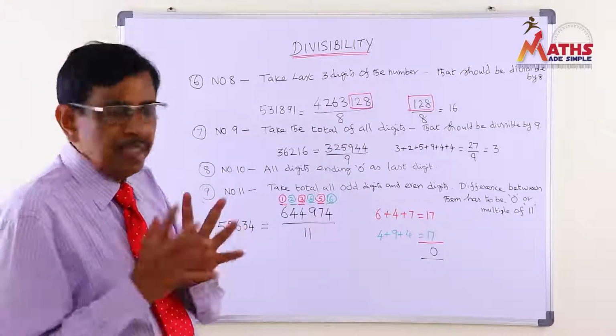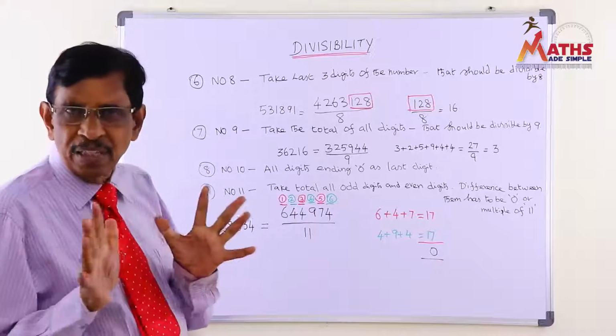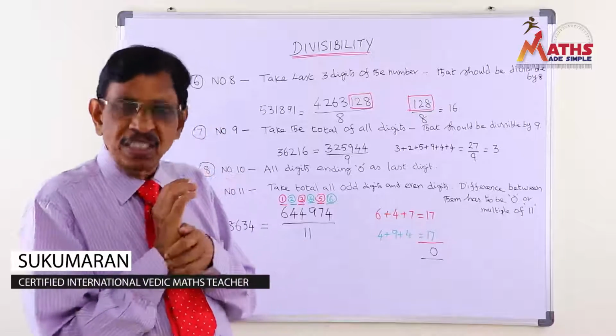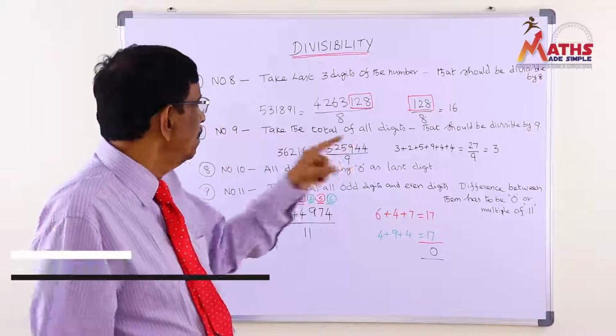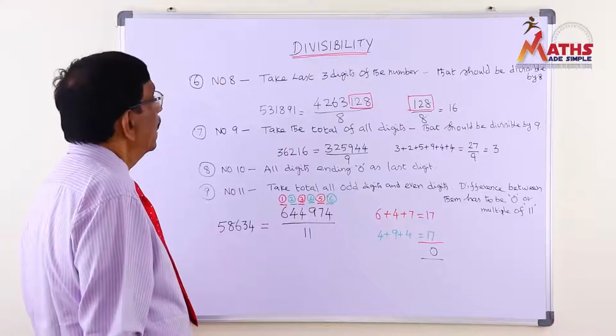How do we find whether a number is divisible by 8? The simple thing is, take the last 3 digits and see whether it is divisible by 8. When that is divisible by 8, the whole number is divisible by 8.